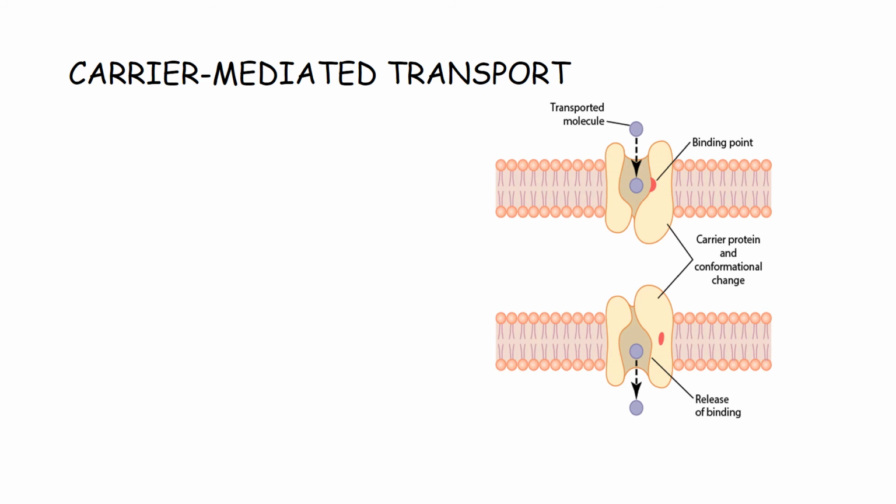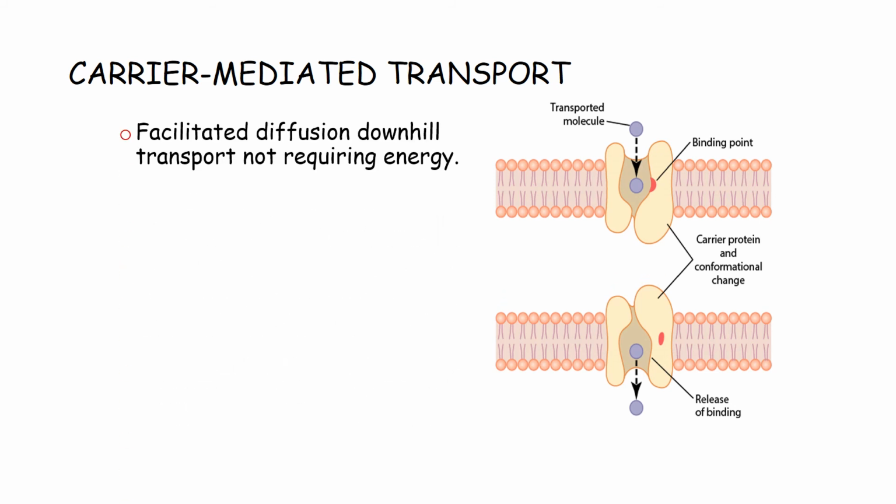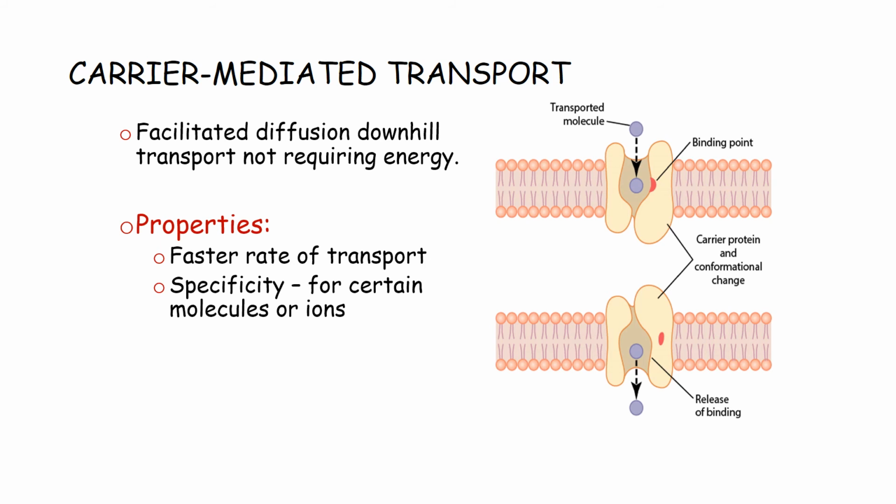We have said that this carrier mediated transport helps in the transportation of large molecules, amino acids and glucose. So how is it different from simple diffusion? First, facilitated diffusion, although it is a downhill movement, is mediated by a carrier protein, and the properties are: it is a faster rate of transport compared to simple diffusion because it is mediated by a carrier. It is highly specific, as I said already, that these carrier proteins are highly specific for different molecules or ions. A carrier protein carrying glucose will be specific for it, and a carrier protein carrying amino acid will be specific for that.